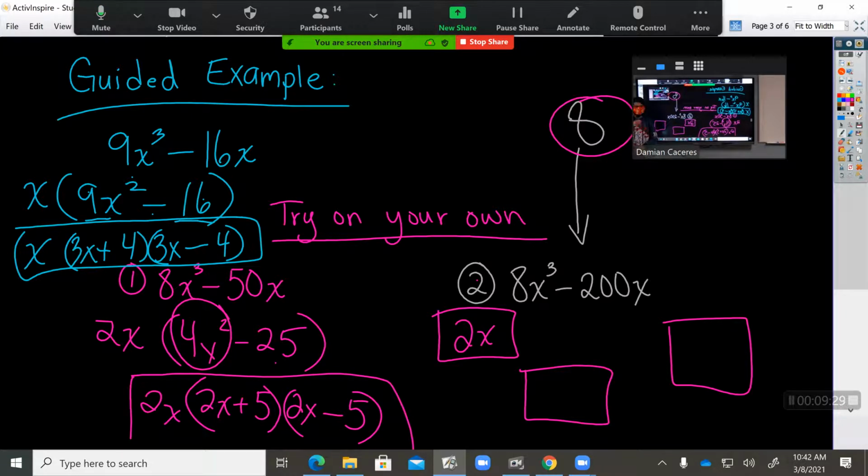You're missing some stuff there. Anybody else? What is 2x being multiplied to? 2x plus 5. It says it there. 2 times 2x plus 5, times what? 2x minus 5. So I want you to understand what the factors mean. What are factors? Factors are just the things that are being multiplied. Clear? All right, now let's do the last example here.